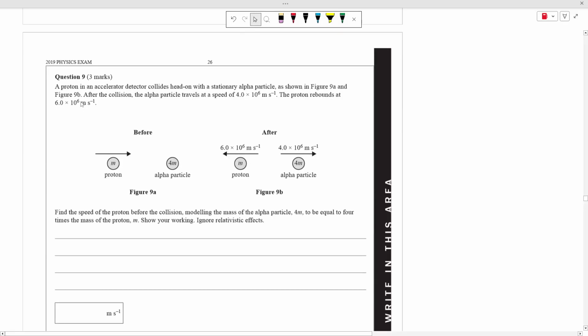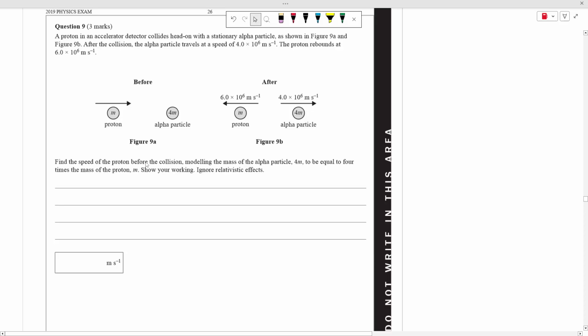Question 9. A proton in an accelerated detector collides head-on with a stationary alpha particle as shown in figure 9a and figure 9b. After the collision, the alpha particle travels at a speed of 4 times 10 to the 6 meters per second. The proton rebounds at 6 times 10 to the 6 meters per second. Cool. Alright, so it's a basic collision, right? Bang, and then they move off.